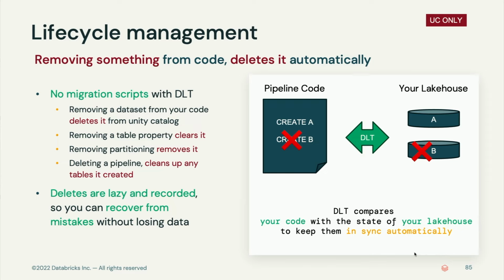Now, you might say that sounds really scary. What happens when I push something to production and I just accidentally deleted a table? Well, never fear. All of the deletes are lazy. We log exactly what's happening. And if you recreate that table, you just revert that git commit and put that back into your code, we'll pick up right from where we left off with no data loss. And all of this is recorded in the event log as well. So you can set up continuous integration scripts that tell you a table was removed.